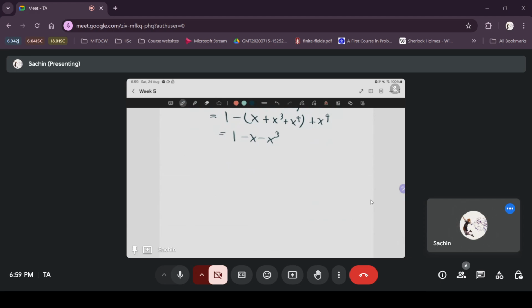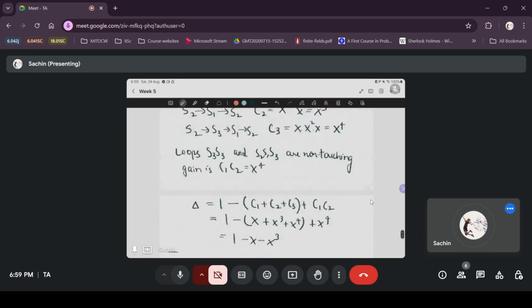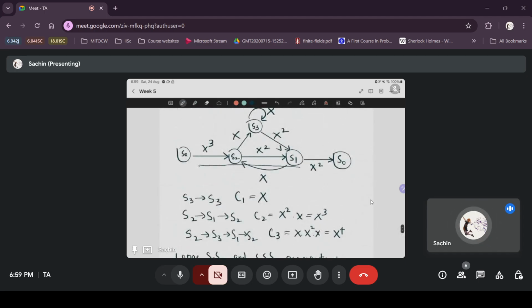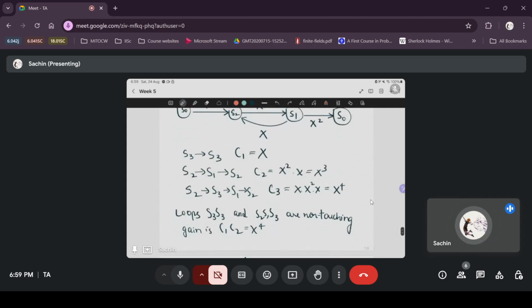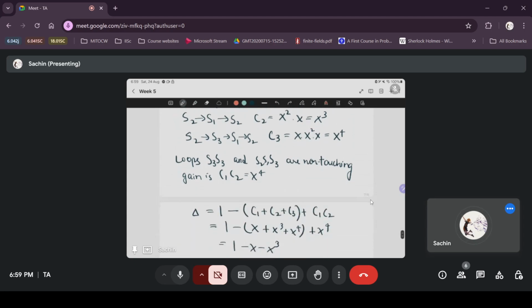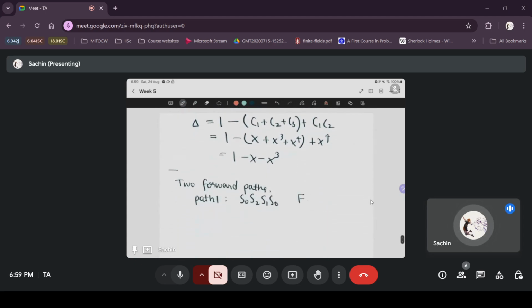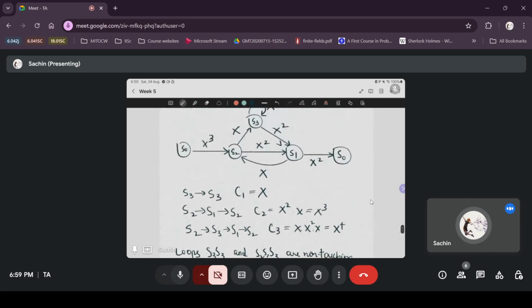Next, what we have to do, we have to check the forward paths. There are two forward paths. Path 1, you go from S0, then to S2, then S1, and back to S0. That is this forward path. S0, S2, S1, S0. So it's a forward path because you don't cross any of the nodes twice. You don't go back at any point. The gain along that path is product of the gains of the branches along that path. So you have x cube into x square into another x square. So that's x power 7.